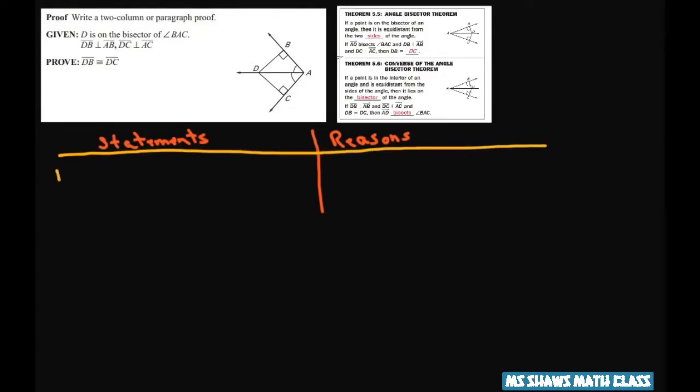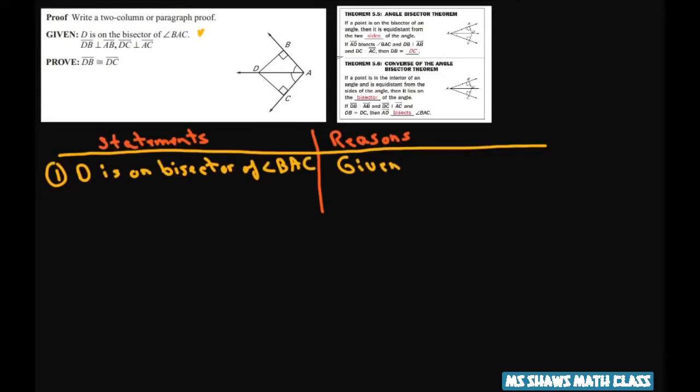Here's our information. So the first thing we're going to write is our statements, and then our reasons. Hopefully I can get it all on here. All right, so here we go. For number one, we're going to just write this given: D is on bisector of angle BAC. So that's given.